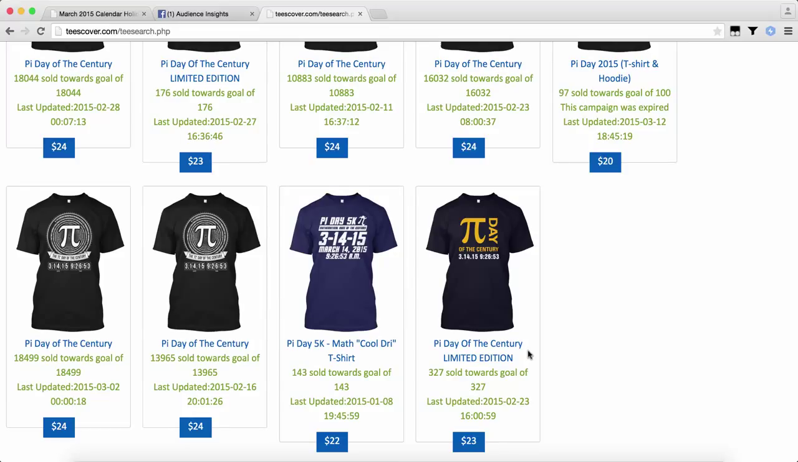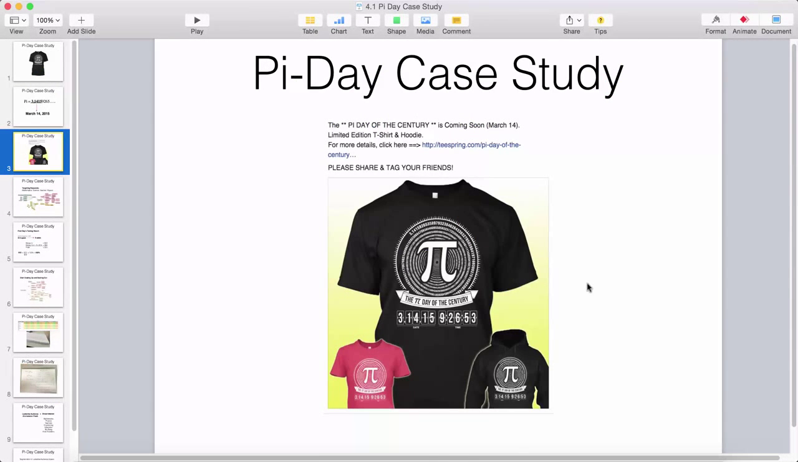Then I discussed the design concept with my designer, and then the design came out. Then I launched it with a 1200 times 1200 image PPE ads. So this is my post. The Pi Day of the century is coming soon, March 14, limited edition t-shirt and hoodie. For more details, click here. So try to create a curiosity.